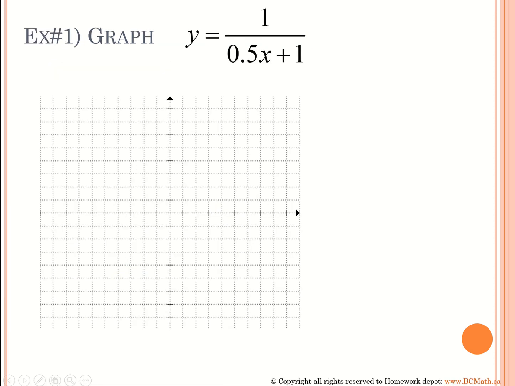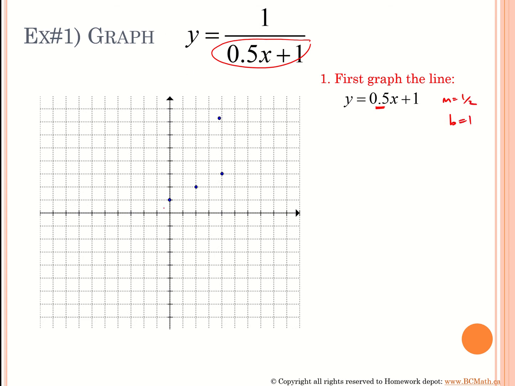Okay, so here we go. First one is, you're being asked to graph the reciprocal of this graph. So first step, what I would do is, let's graph the line first. The line from the bottom: y equals 0.5x plus 1. You know the slope is half, so m equals half. And you know the y-intercept is 1. So you see the graph here, the y-intercept is 1, the slope is half, so you go up 1, right 2, up 1, right 2, up 1, right 2. And then you graph the line.